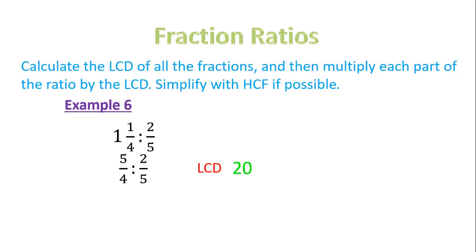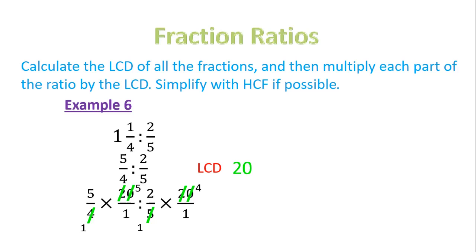That means that I multiply each fraction by 20 or 20 over 1. And that gives me 5 over 4 times 20 over 1. And then on the right hand side, 2 over 5 times 20 over 1. Let's cancel. 4 goes into 4 once, and 4 goes into 20 5 times. Then on the right hand side, 5 goes into 5 once, and 5 goes into 20 4 times. I check my denominators, everything's 1, so I'm sorted.